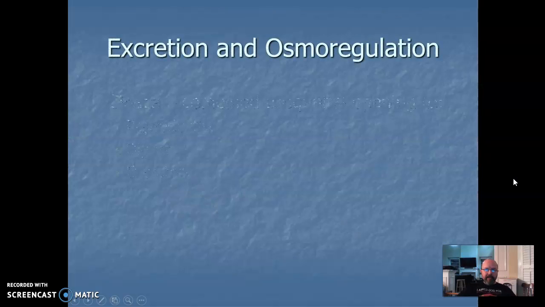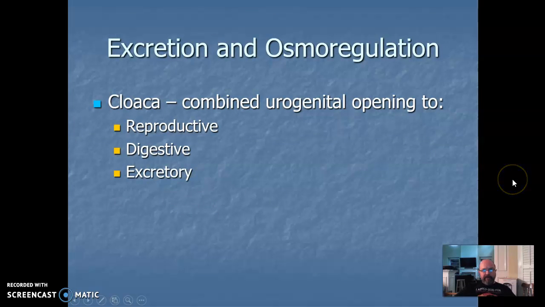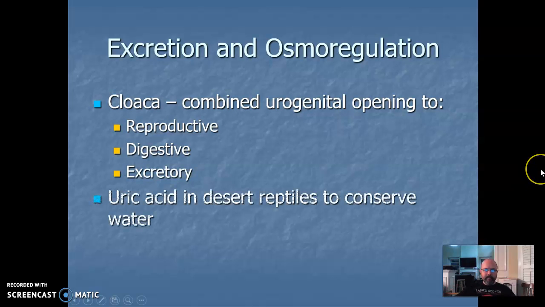Excretion and osmoregulation. All right, so reptiles have a cloaca. Cloaca is a combined urogenital opening. So they have one opening to get rid of their solid waste, to get rid of their nitrogenous-based excretory waste, and for reproduction. So in the case of oviparous reptiles, that's where they lay their eggs.